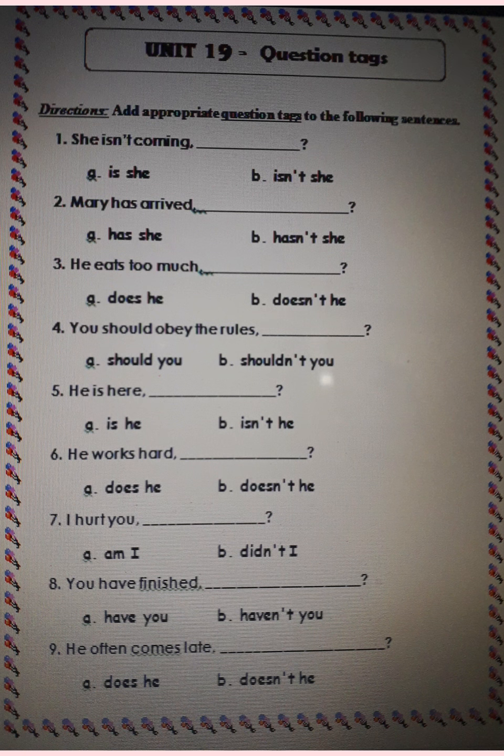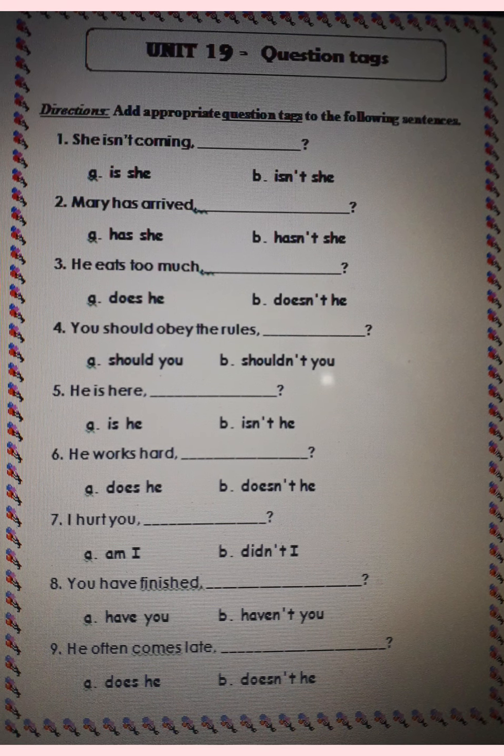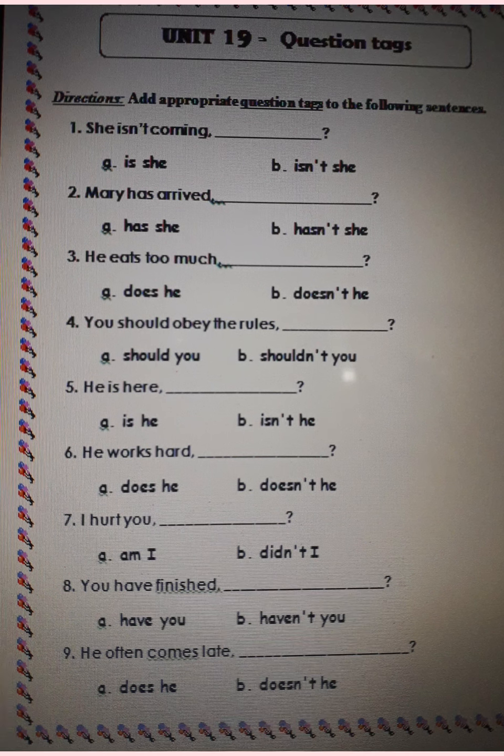Number 1 again, she isn't coming. Is she? Number 2, Mary has arrived. A. Has she? B. Hasn't she? So here the statement is positive. So we're going to use a negative question tag. Mary has arrived. Hasn't she? Please complete your answers here in Unit 19. And let's move on to Unit 20.